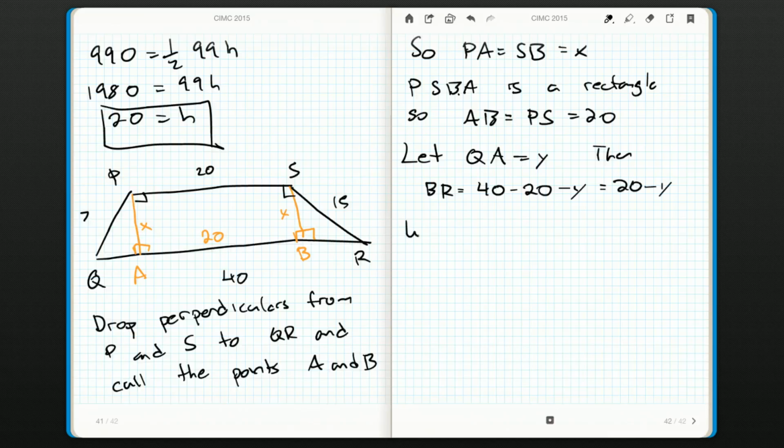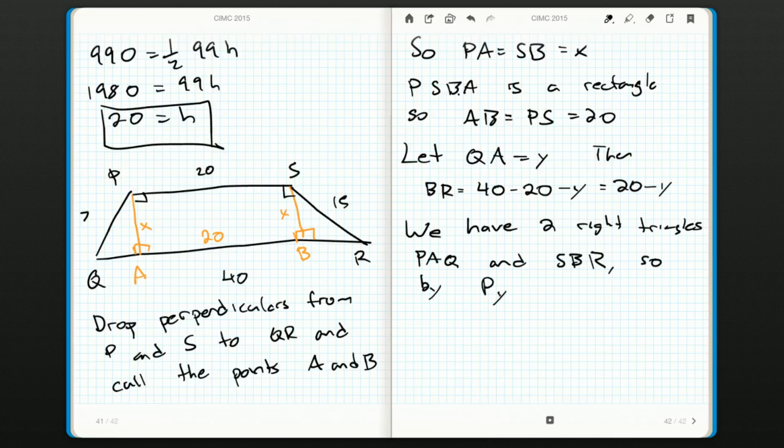Okay. We have two right triangles. And sadly, right now, I'm not seeing anywhere to use Heron's formula. I'm thinking about using Pythagoras, which did not turn out well for me last time. I almost did the question horribly wrong. So we got two right triangles, and that would be PAQ and SBR. So let's see what happens if we go by Pythagoras. We have x squared plus y squared is equal to 7 squared. And x squared, this time it's going to be plus 20 minus y squared, is 15 squared.